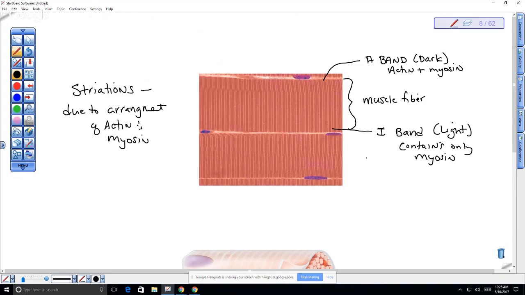So what are these purple things? That's the nucleus, right? Notice how there's more than one nucleus. So these would be the nuclei.